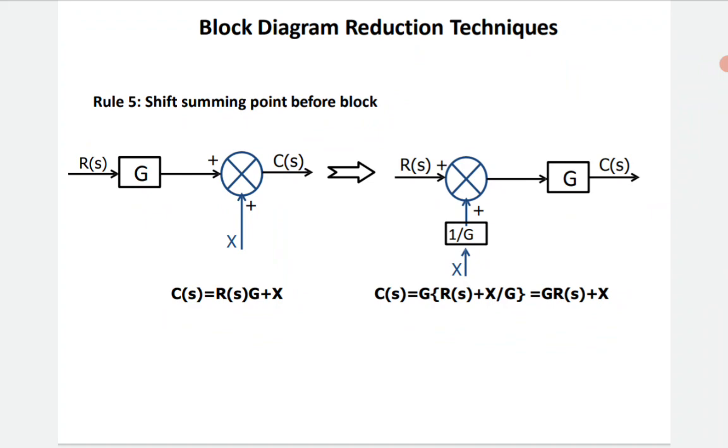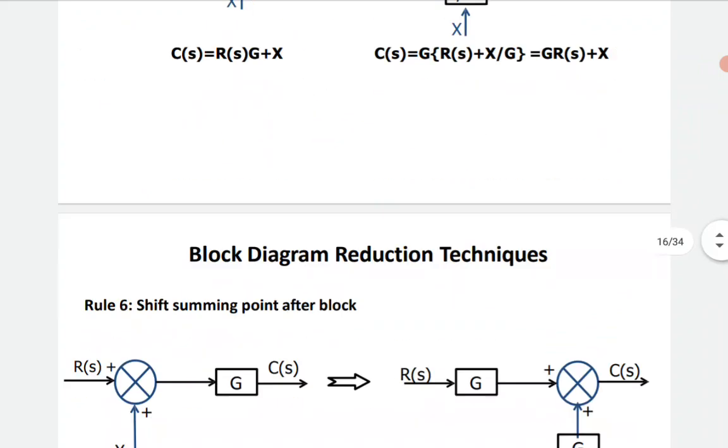So it will be generated as C of S is equal to G whole into R of S plus X by G, that is nothing, G into R of S plus X. Okay, so the actual result is remaining unchanged. So that thing should be known to you people.